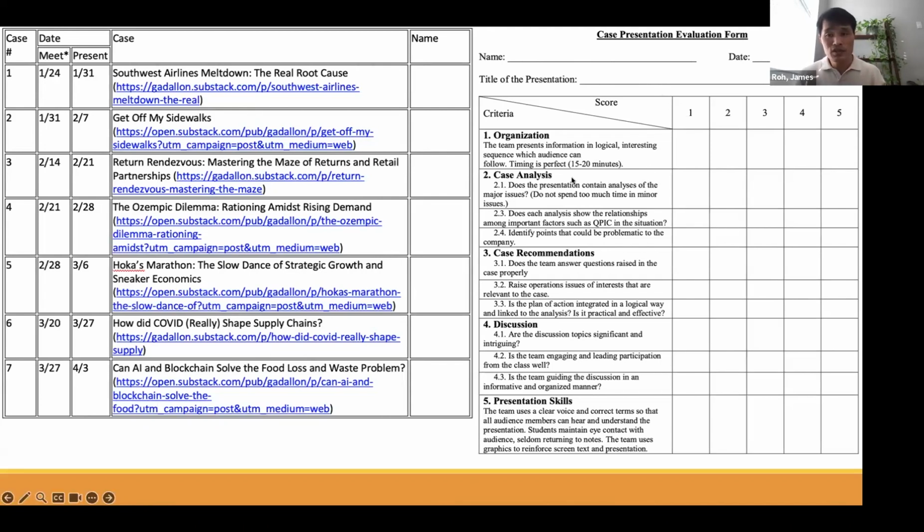Here's case presentation evaluation criteria. So whether it was well organized and whether you have done your analysis well, and especially QPIC is an important concept: quality, process, inventory, and control. So these 4 pillars of operations management, and you want to see whether these cases are analyzed on these 4 categories and whether you made a good recommendation.